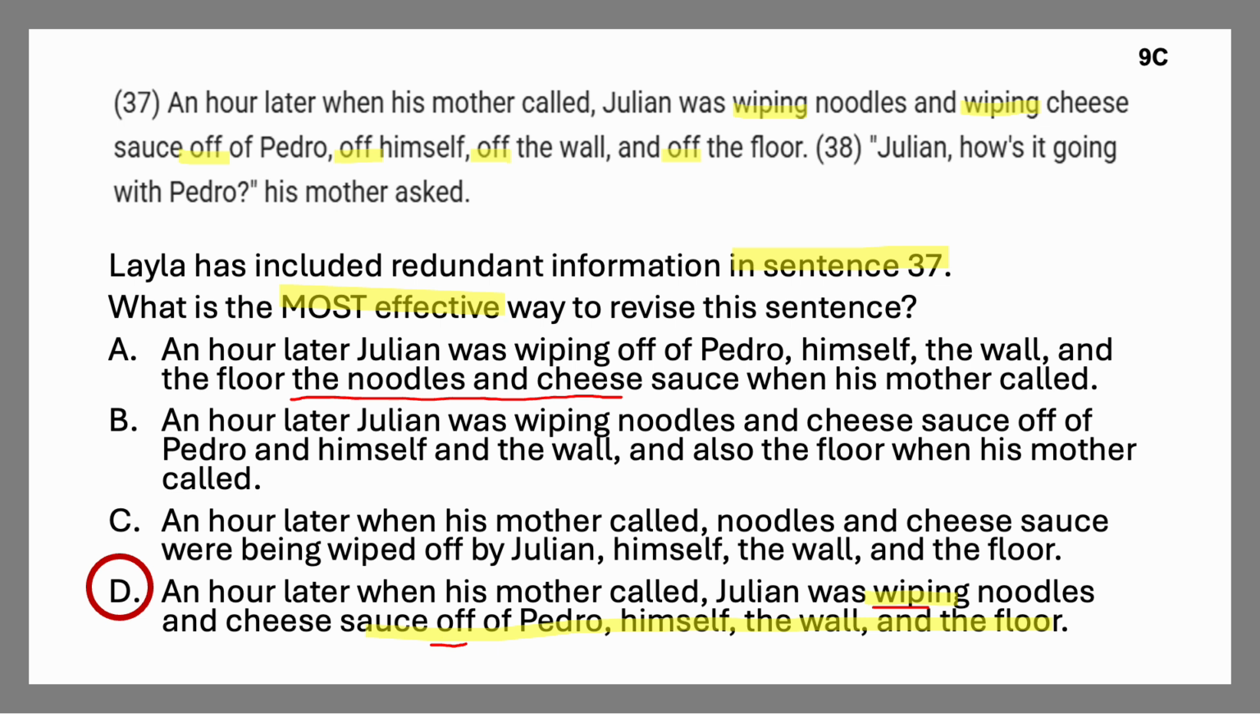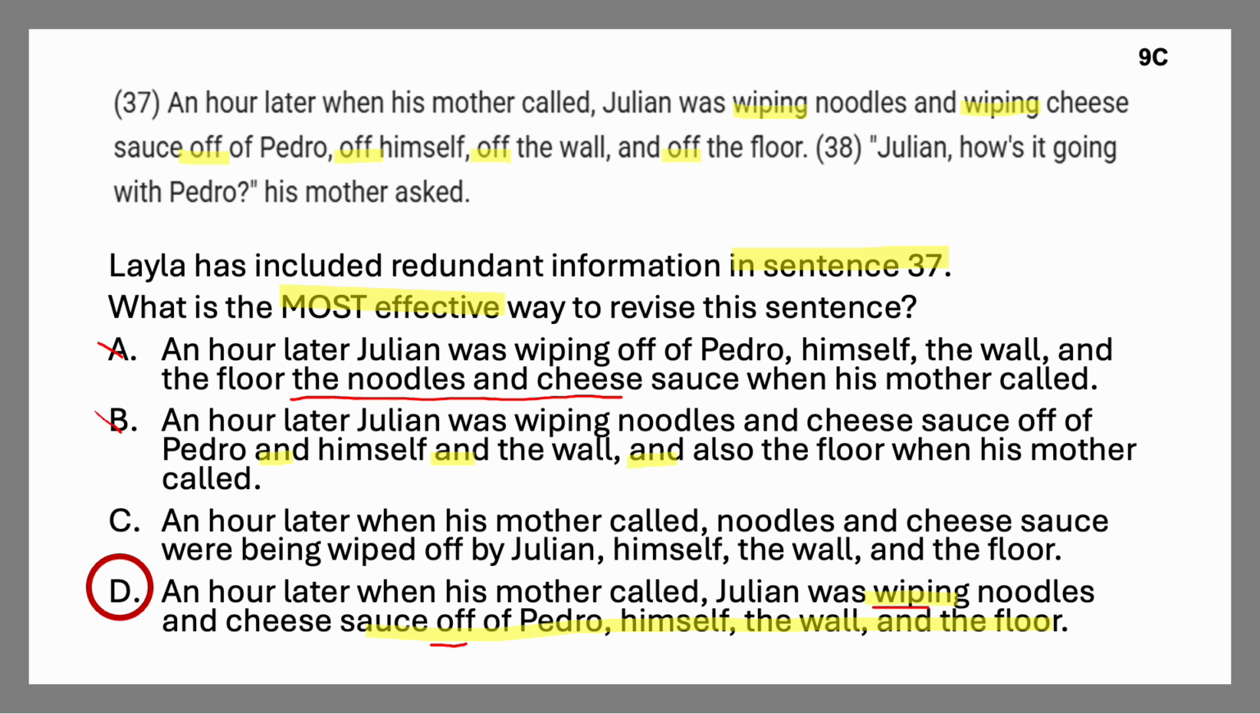B, an hour later, Julian was wiping noodles and cheese off of Pedro and himself and the wall and also the floor. And so we've eliminated one redundancy and added others. We have a polysyndeton here with all these "ands" going on. And like I said, creatively or informally, you can get away with multiple "ands" with polysyndeton, but we're looking for formal writing here. So this is not going to be my right answer, especially because it just makes it a little bit more confusing.